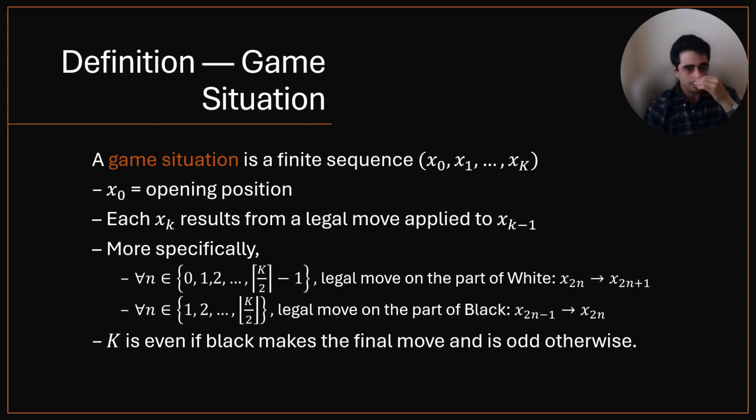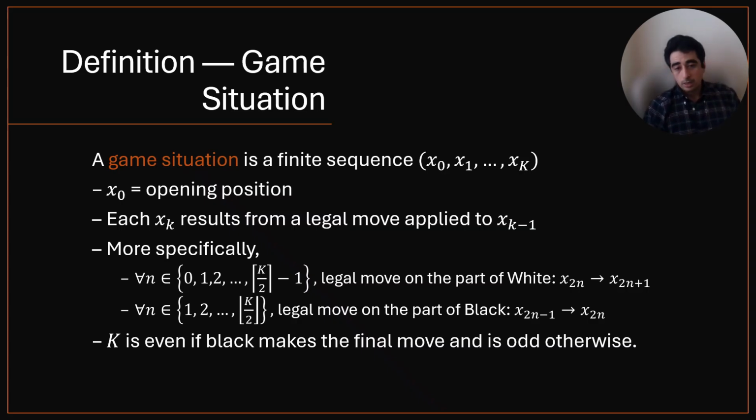So think of x's as snapshots of the chessboard, which has 64 squares and originally 32 pieces, and then you gradually remove the pieces because the pieces get captured, and the game continues and advances. But every snapshot, the kth snapshot, results from the legal move applied to the previous snapshot, k minus first snapshot. So x_i in this definition is basically a snapshot of your chessboard, or the position of all pieces on the board.